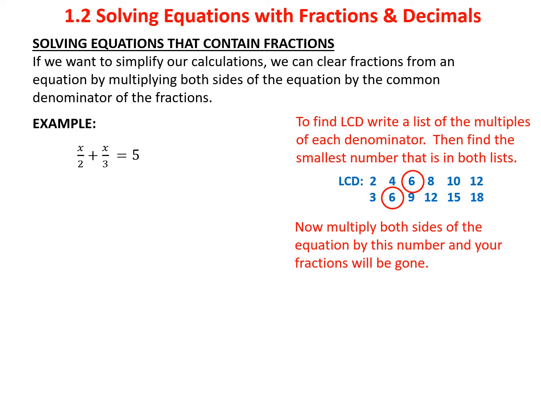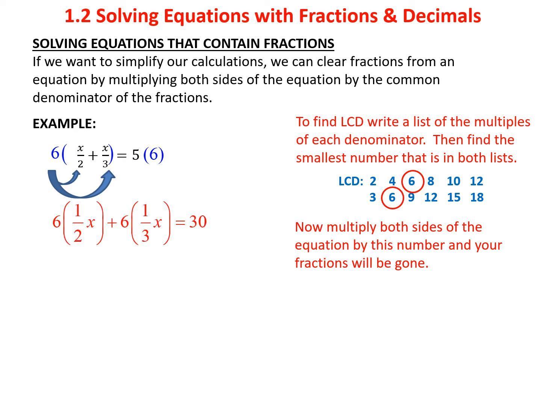So now we're going to multiply both sides of the equation by 6, and our fractions will be gone. Okay, so let's do the multiplication. 6 times x plus 2 and 6 times x plus 3 equals 5 times 6. So notice I'm going to do it the long way.